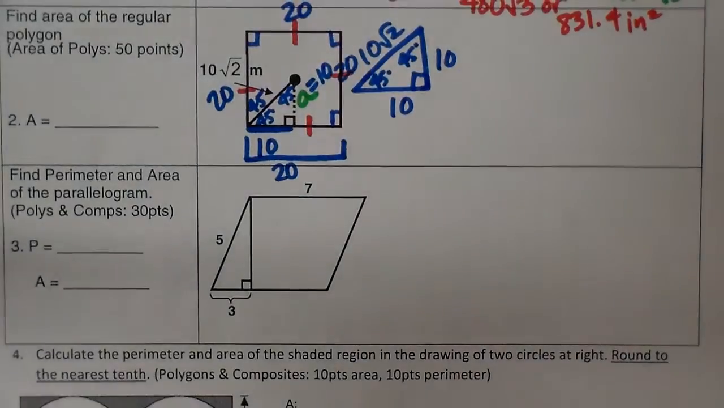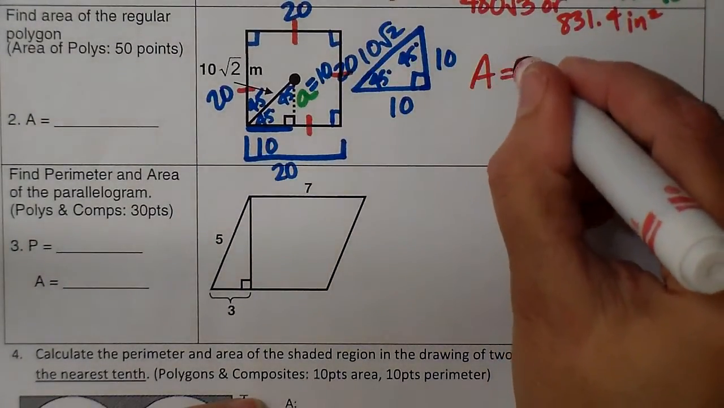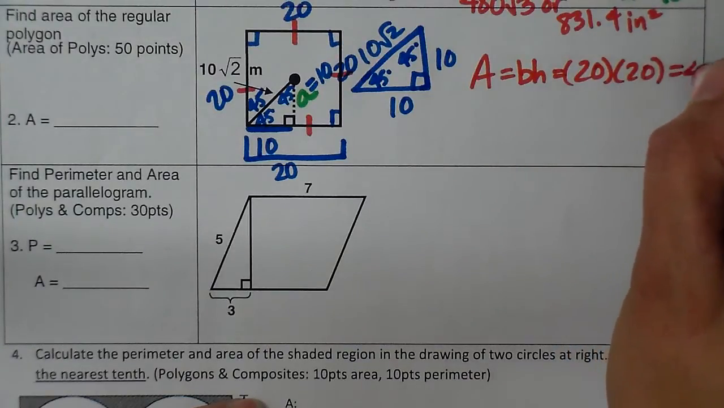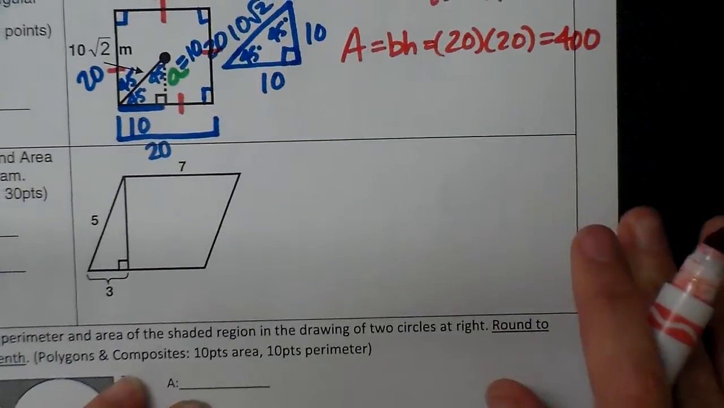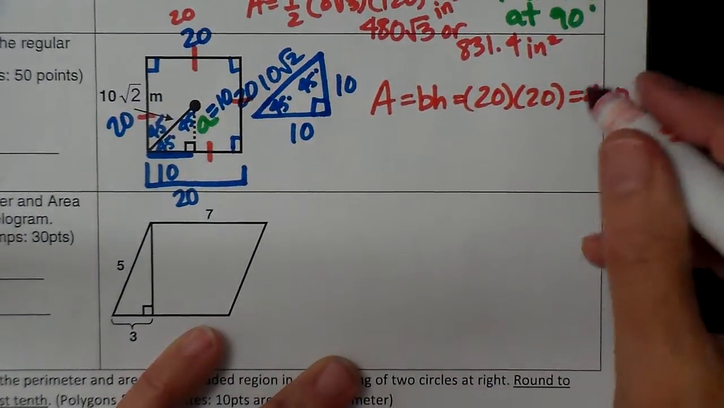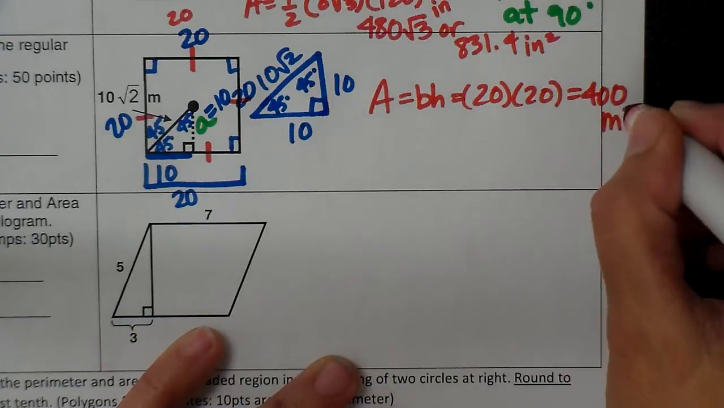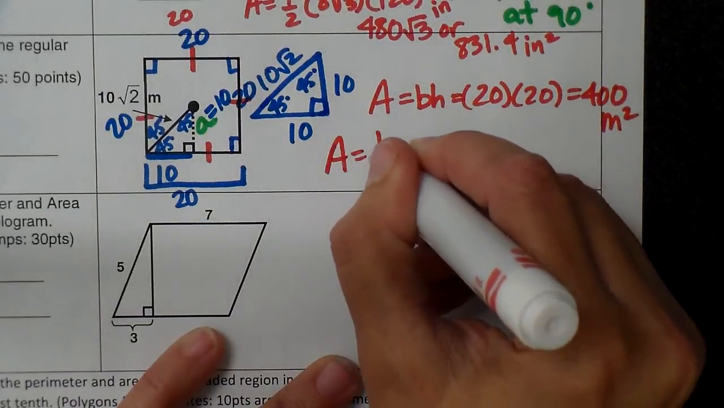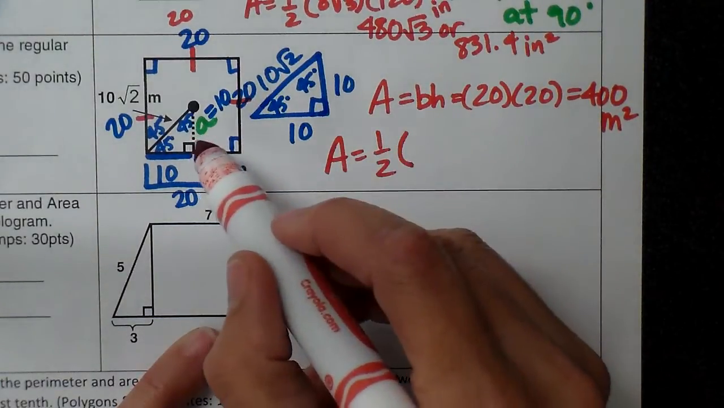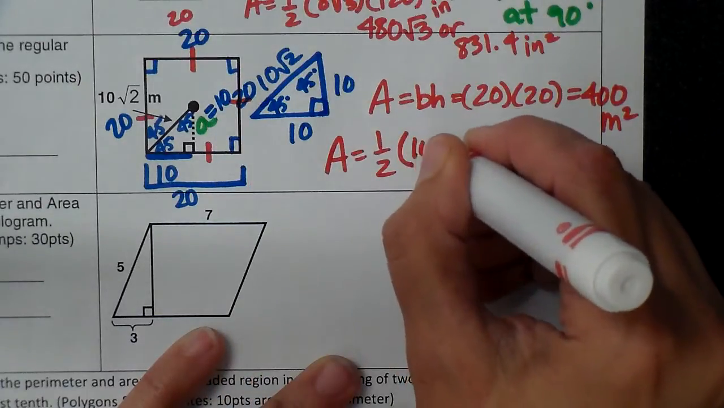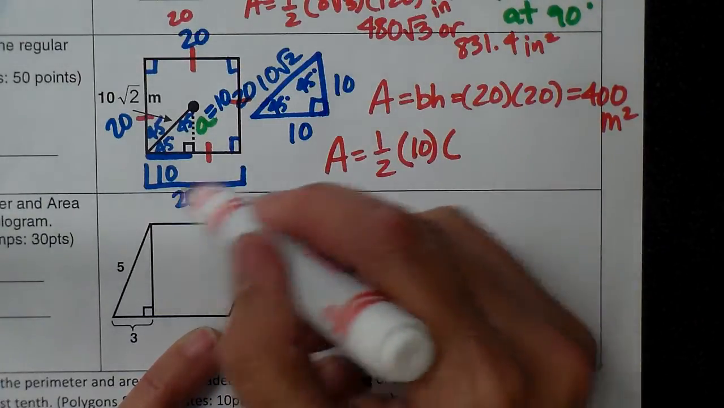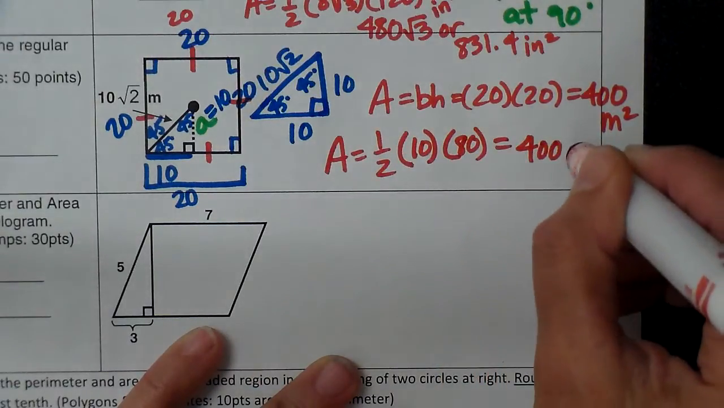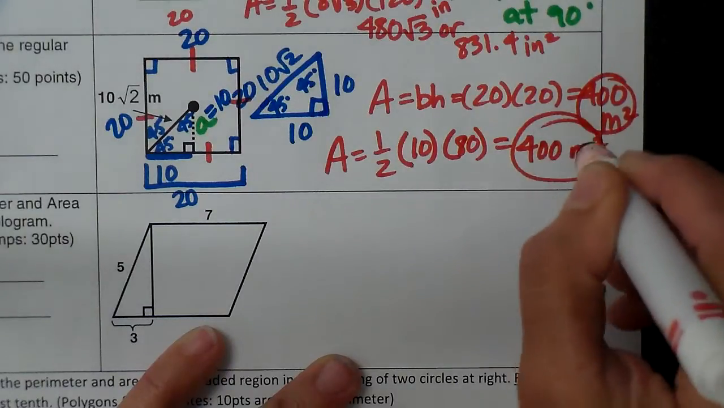So there's 2 routes you can go here. I can either find the area of the square the old-fashioned way and do the rectangle base times height, which would be 20 times 20, which would be 400. Whoops, sorry. That would be 400. And that would be meters squared. Or I can use the regular polygon formula. 1/2 the apothem. What is your apothem? It's 10. And what would be the perimeter of the square? 20 plus 20 plus 20 plus 20, 80. And look at that. It gives you the same thing. Both the same.